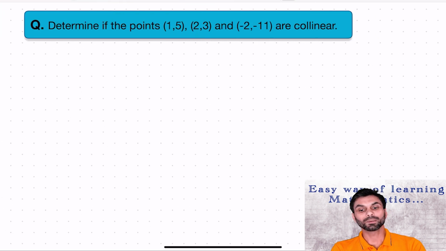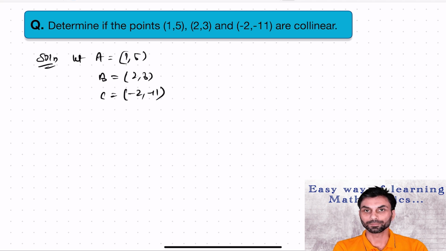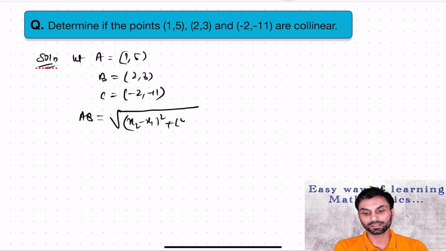The next question is: determine if the points (1, 5), (2, 3) and (minus 2, minus 11) are collinear. In order to check whether the points are collinear or not, we have to find the distance between each 2 points, and then use the concept we have studied. Let A equal (1, 5), B equal (2, 3) and C equal (minus 2, minus 11). Again, the distance formula is the square root of (x2 minus x1) whole square plus (y2 minus y1) whole square.